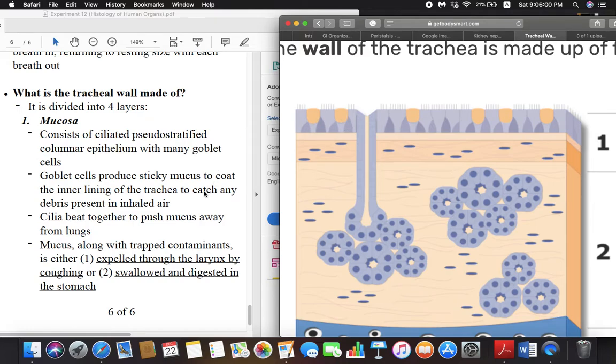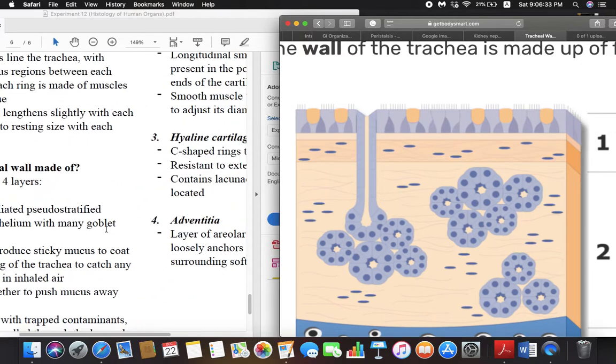The function of the goblet cells is to produce sticky mucus to coat the inner lining of the trachea to catch any debris present in the inhaled air. The cilia found on the surface of the pseudostratified cells function to beat together to push the mucus away from the lungs. What happens to this mucus? One of 2 fates. The mucus, along with the trapped contaminants, is either expelled through the larynx by coughing, or swallowed and digested in the stomach. So that's what happens to the mucus that comes out of the tracheal wall.